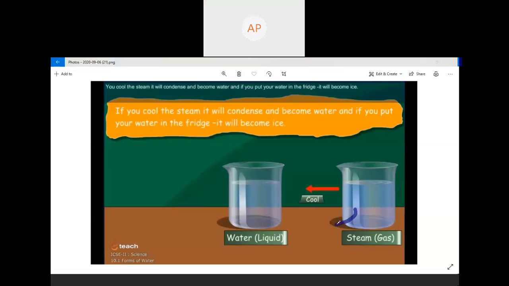So the converting of steam into water on cooling, we call it condensation. So evaporation and condensation are two opposite processes. So what is evaporation, children?